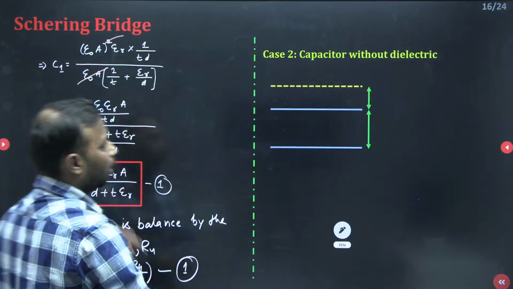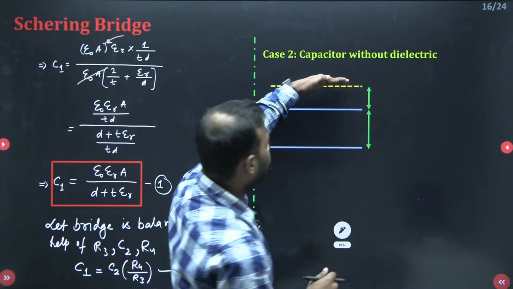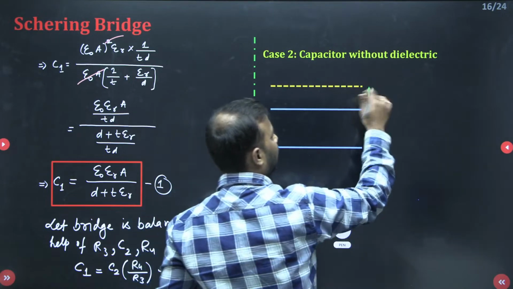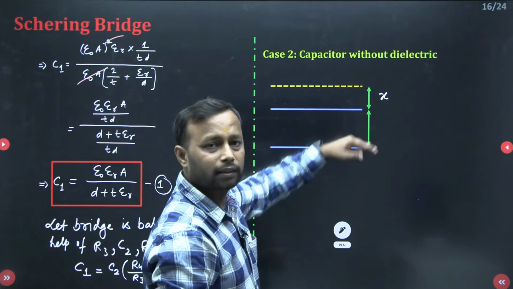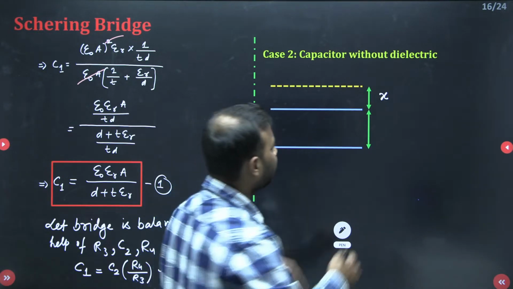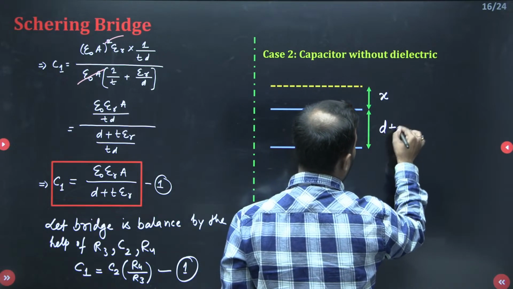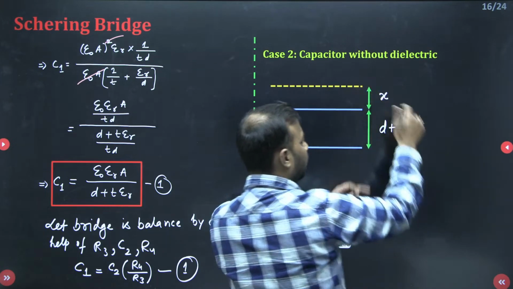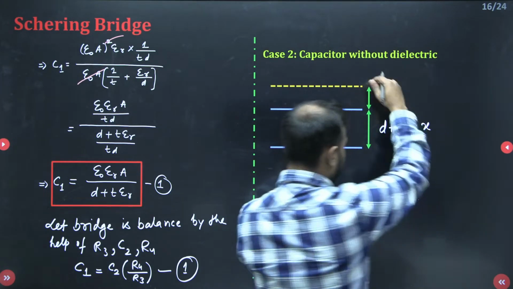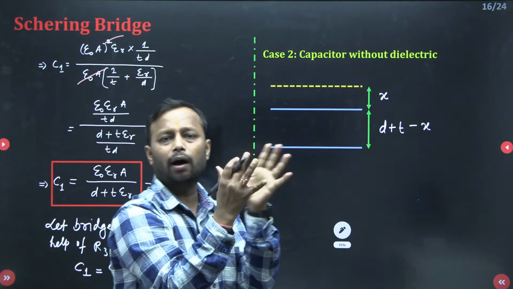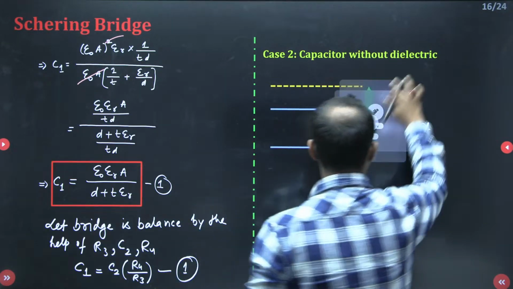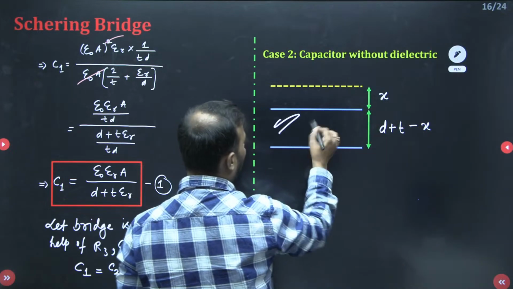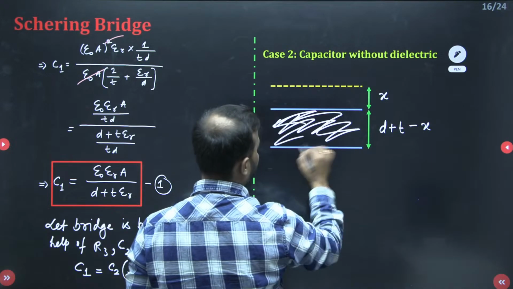D plus T. Now let us say you are moving this plate by certain distance, let us say x. Then what will be the distance between the plates? It will be D plus T, which was there earlier. And now since you have reduced the distance between the plates, it will be D plus T minus x. Now these all are filled with the air.